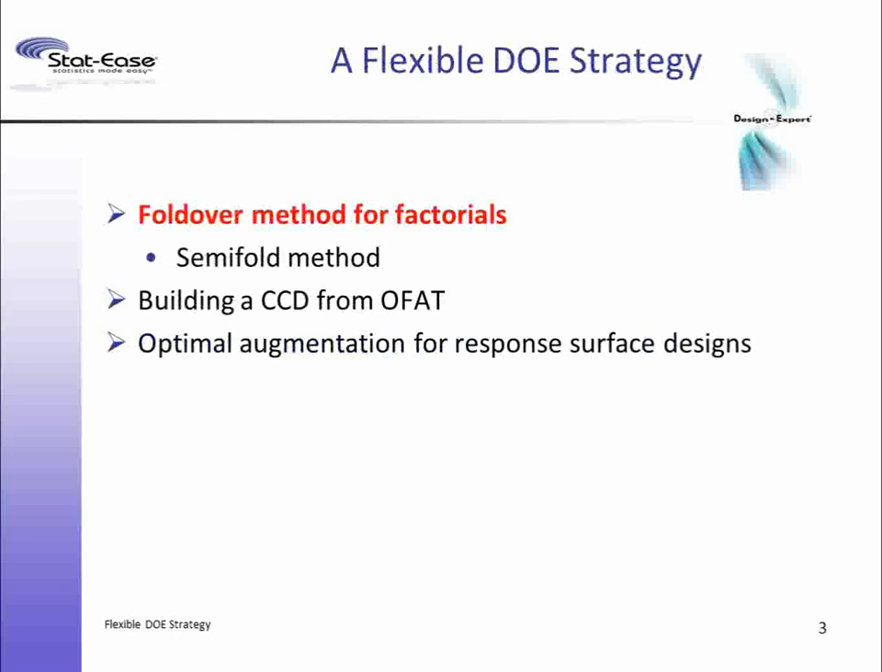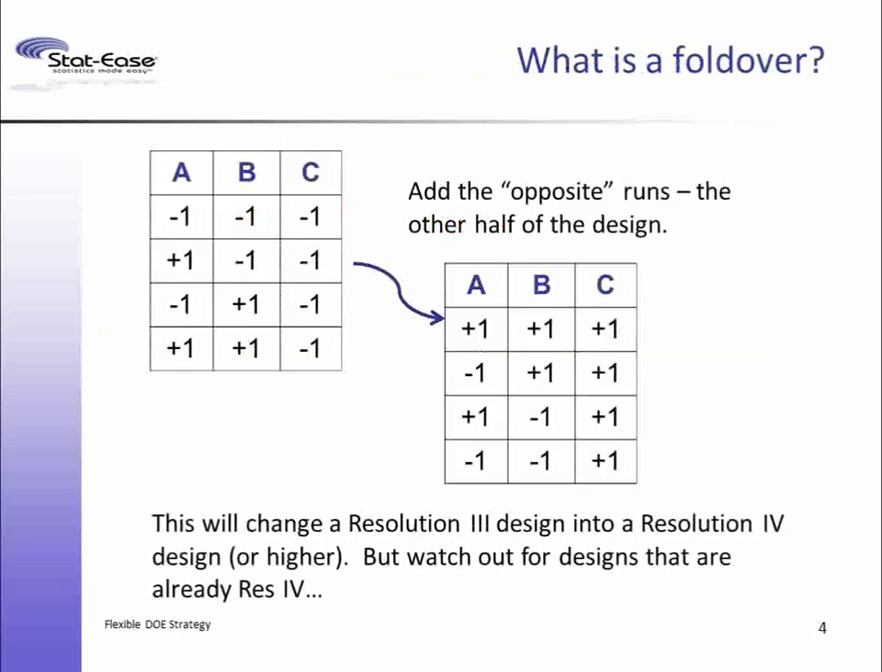So we're going to spend the first half of this talk talking about a couple of different foldover methods and kind of pros and cons on the foldover method. It's a classical technique that can be used to augment a design. So let's see what it's all about. A foldover is when we take the design that we've currently run and we've added the opposite runs to it. Usually it's the other half of the design.